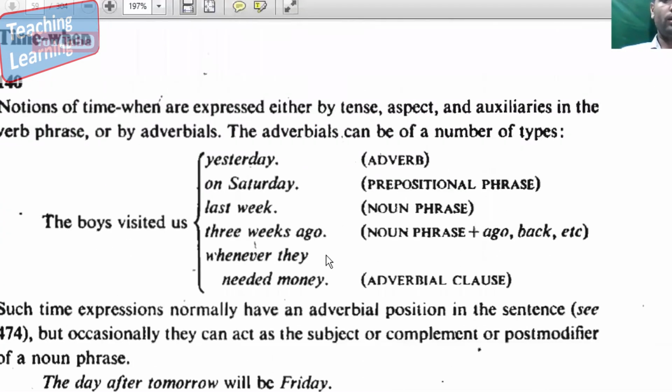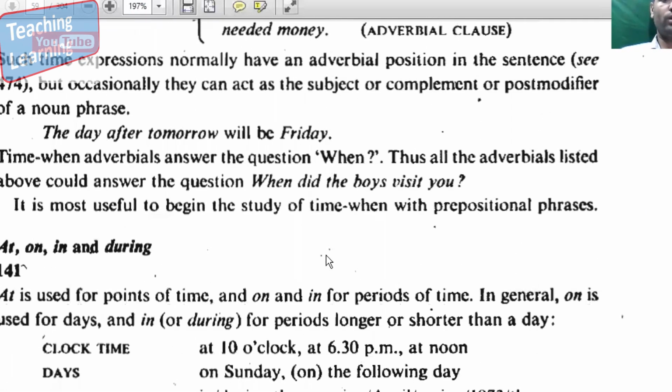Time when. The boys visited us when? Yesterday is an adverb. On Saturday is a prepositional phrase. Last week is a noun phrase. Three weeks ago is a noun phrase plus ago or back, etc. Whenever they needed money is an adverbial clause. So that way also. Here is the use and concept of prepositions, namely at, on, in, during.